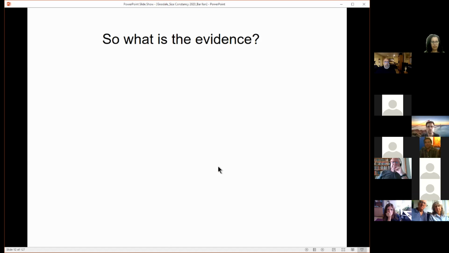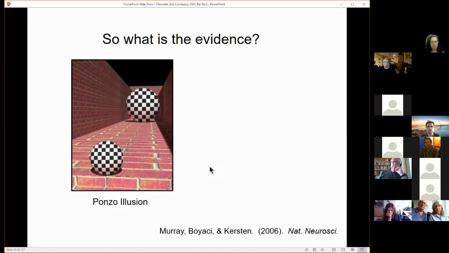Now, what's the evidence? Well, one of the first and most striking studies was carried out in Dan Kersten's lab, led by Scott Murray, who was then a grad student in his lab. And what they did was to work with the Ponzo illusion, in which these two balls, which have the same retinal image size, in fact appear to differ in real world size, so that the one that's apparently further away appears to be somewhat larger than the one that's close.